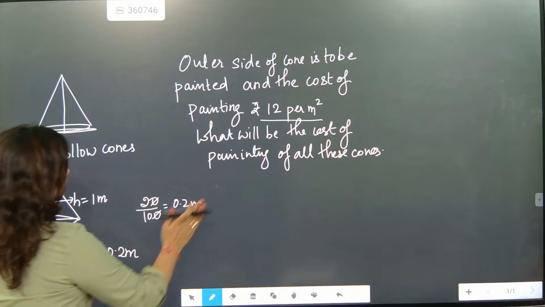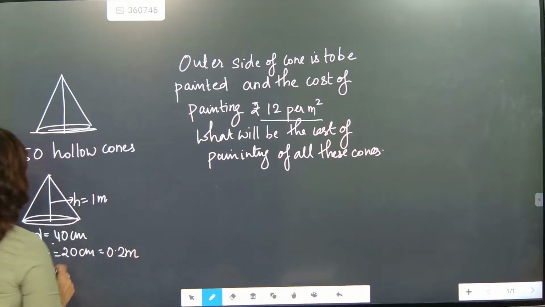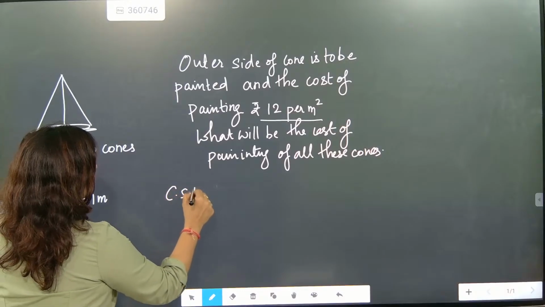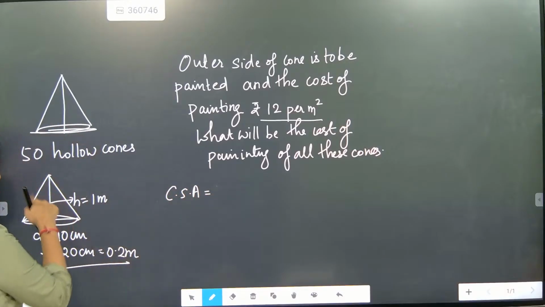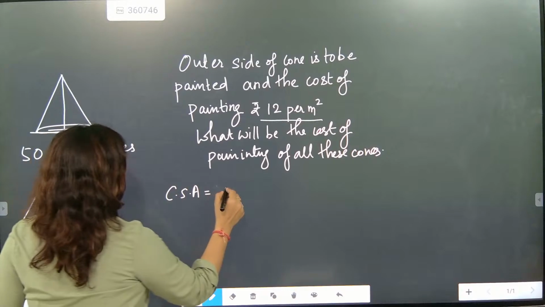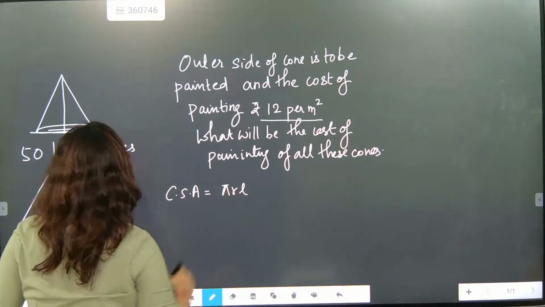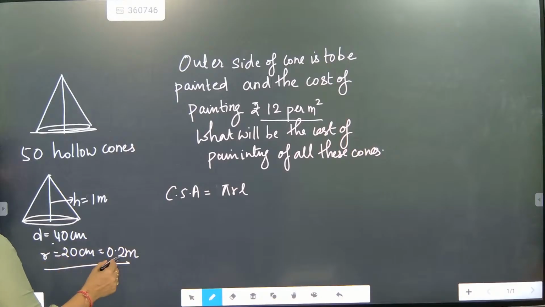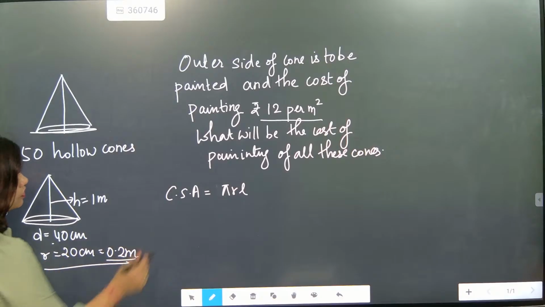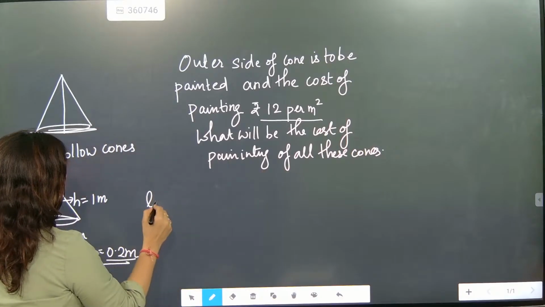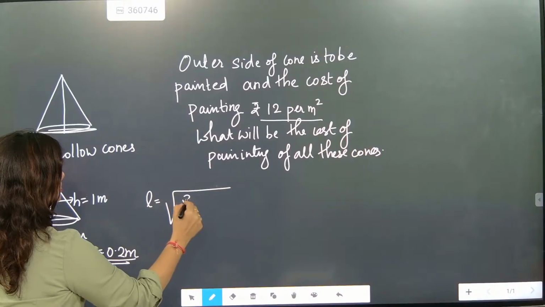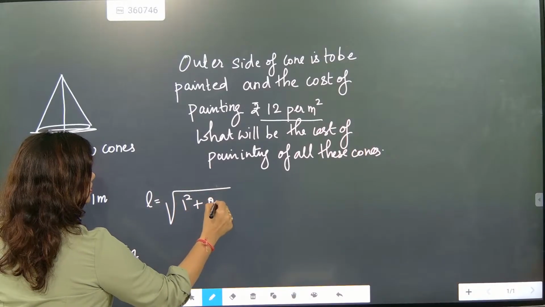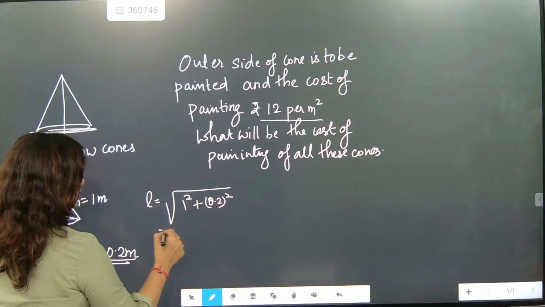Now beta, what we are going to do here is, we have converted into meter. So curved surface area of only one hollow cone will be what, CSA is equal to pi r l. This is the biggest challenge, because here you have to find, height is given as 1 meter, radius is coming as 0.2. So first you have to find slant height. So slant height will be coming as root of 1 square plus 20 by 100, that is 0.2, whole square.